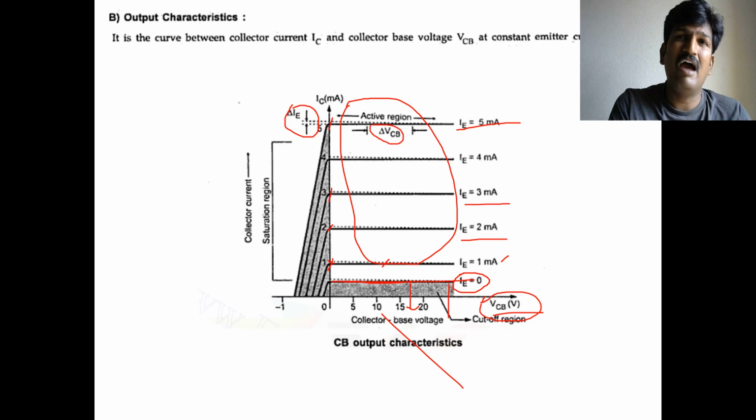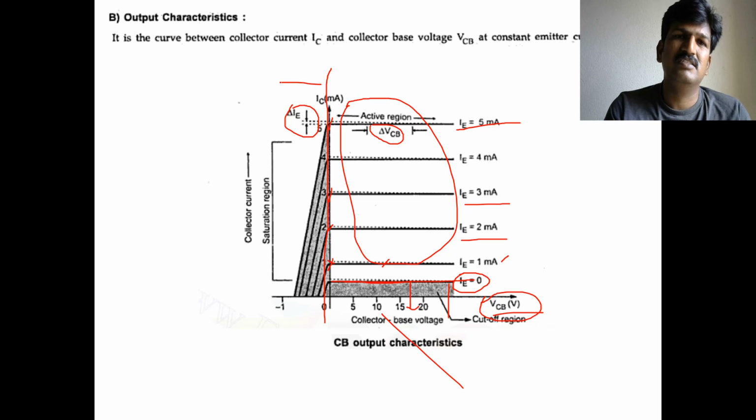Now the emitter current is 0, with no voltage between the emitter and base, so the operation region of this transistor is the cutoff region. There you can understand that both junctions are reverse biased, or both junctions are in open circuit, acting like an open circuit.